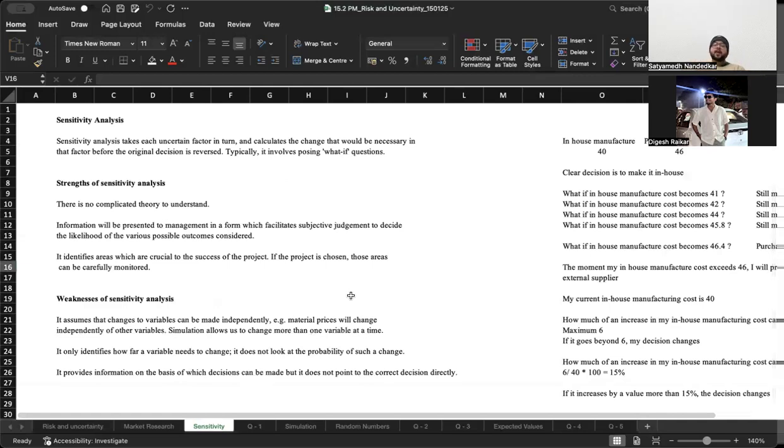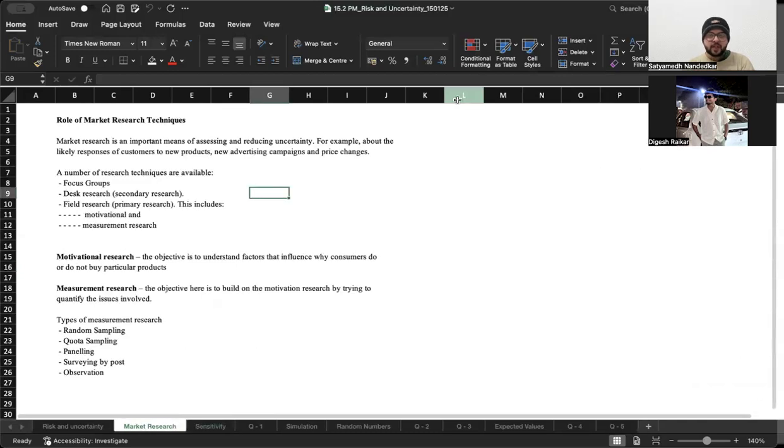Now, the next topic is sensitivity analysis. To do sensitivity analysis, let's understand how that works. And you have seen this in other subjects.